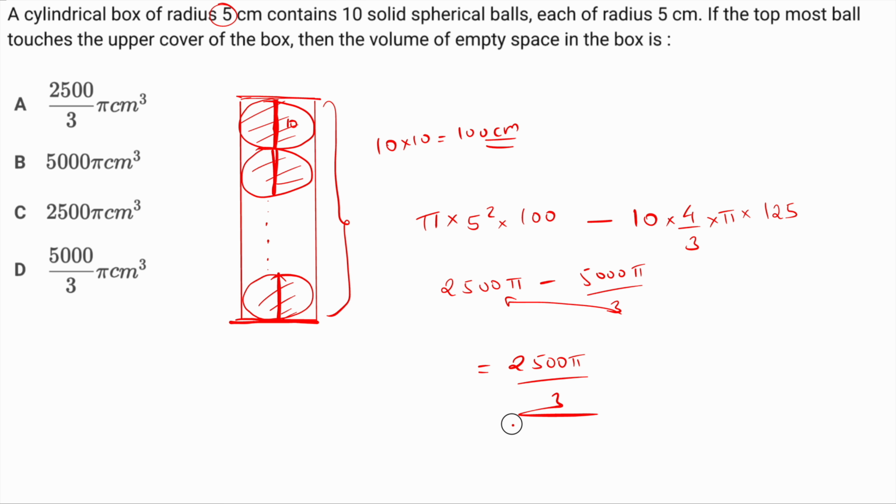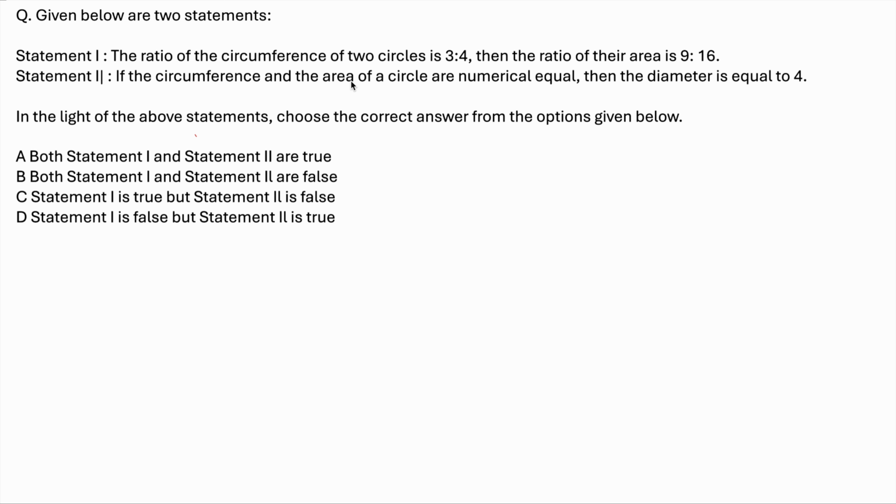Given below are two statements, you have to check which of these are true and which are false. The ratio of circumference of two circles is 3:4. Let us take the radius of the first circle as r1 and the radius of the second circle as r2. The circumference of the first circle is 2 pi r1 and the circumference of the second circle is 2 pi r2. Well, the ratio is given as 3:4 or 3 by 4.